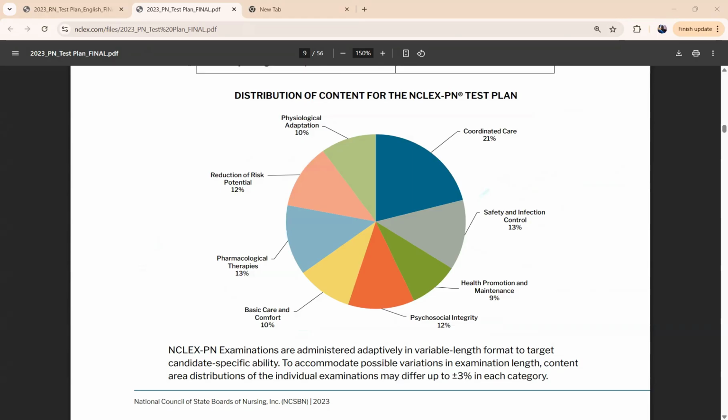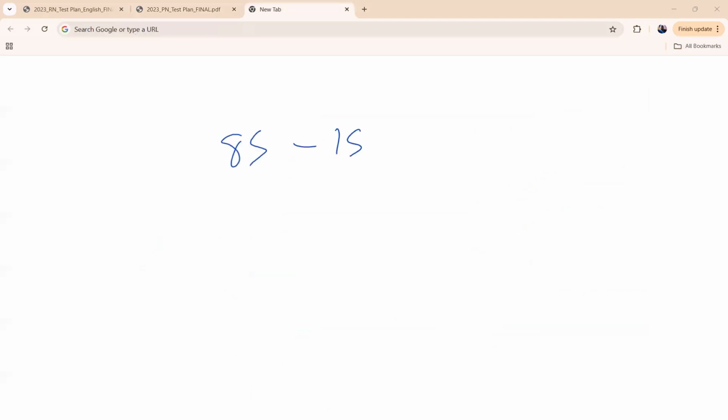Now, let me go to my whiteboard here. Imagine, because now you have 85 questions, 15 will not be scored, so you have 70 questions. Which means instead of doing the calculation as 85 questions, we need to say, take for instance now, management of care. Let me say MOC, management of care and coordinated care, this is for PN, this is for RN. Management of care is 18% content and 21 for coordinated care.